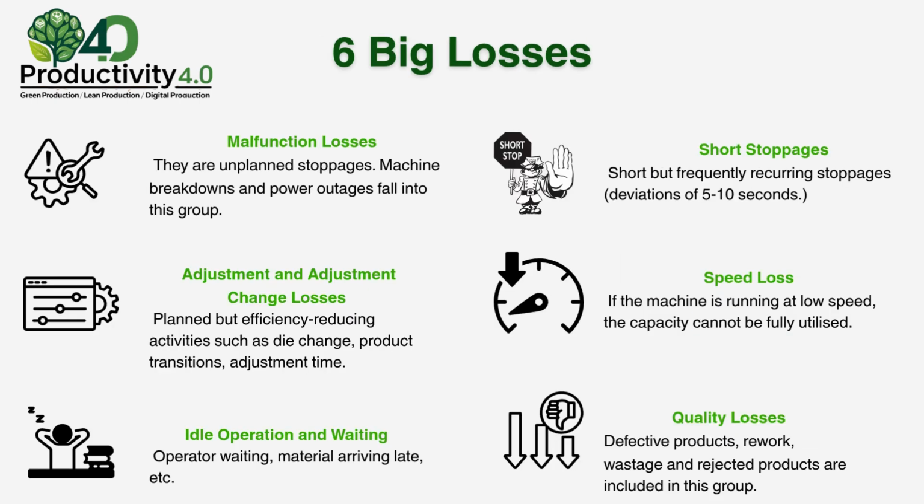There are various losses that affect efficiency in production processes. The first of these is malfunction losses, which occur due to unplanned stoppages such as machine breakdowns or power outages. Adjustment and adjustment change losses include planned but efficiency-reducing activities such as die changes and product transitions. Another significant loss type is idle operation and waiting, which includes operator waitings or faults in material supply. In addition, short stoppages, speed loss, and quality losses can also negatively impact the production process. Managing these losses is critically important for more efficient production.